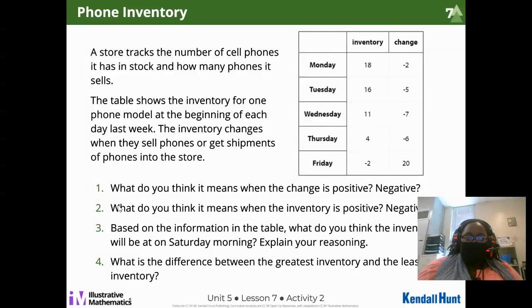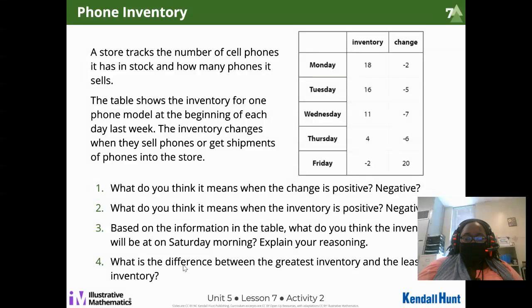Question 2 says, what do you think it means when the inventory is positive and negative? So inventory, left hand column, what does it mean to be positive? And then what does it mean to be negative? Question 3 says, based on the information in the table, what do you think the inventory will be on Saturday morning? We already filled up to Friday. Based off the change here, we started at -2 in our inventory. Our change was a positive 20. So they're asking what would be the inventory on Saturday and to explain your reason. So how do you know?